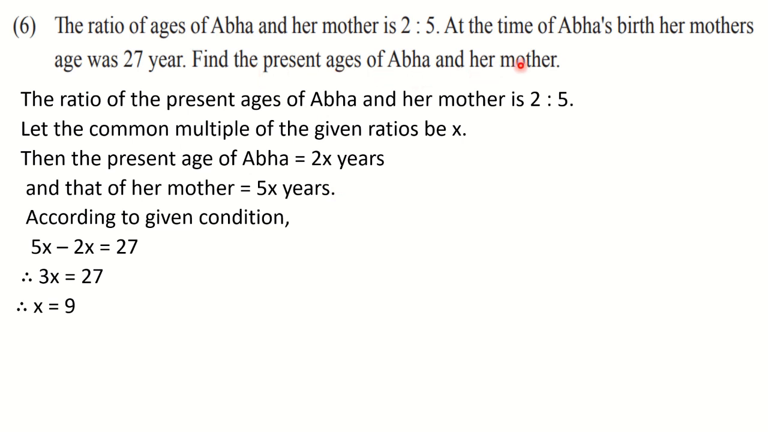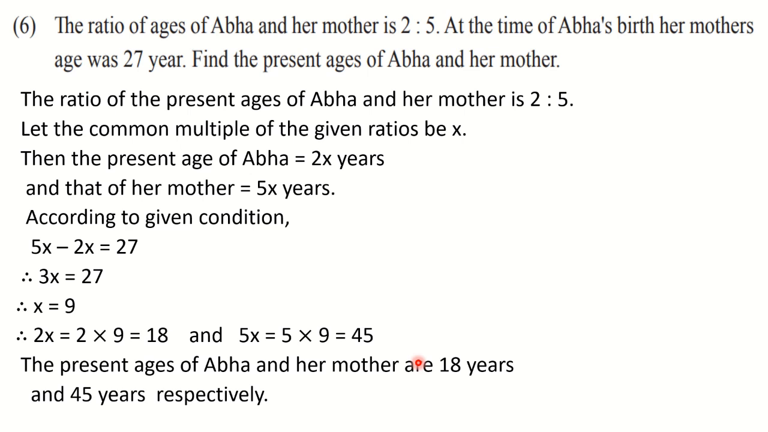So we got the value of x, but what we have to find out? Age of Abha and her mother. So we have to find the value of 2x and 5x. So 2x is what? 2 into 9, that is 18, and 5x is 5 into 9, that is 45. Correct? So here we got their ages, and the final answer you will write down in the form of a statement. Therefore, the present age of Abha is 18 years and her mother is 45 years, or their present ages are 18 years and 45 years respectively. Please copy it down.